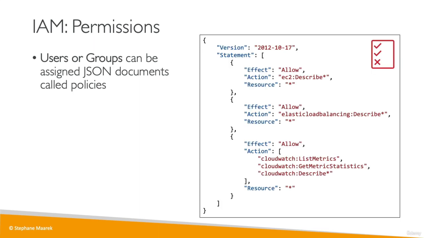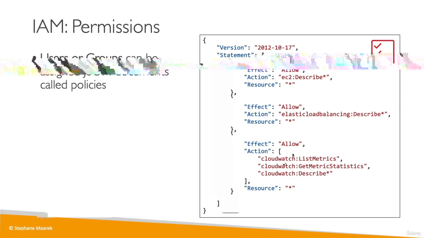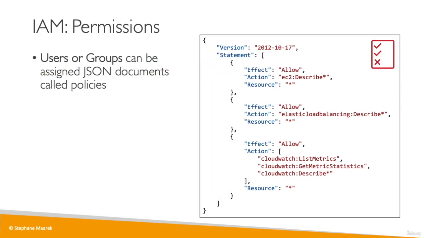So you don't have to be a programmer. This is not programming. This is just describing, in plain English, what a user is allowed to do or what a group and all the users within that group are allowed to do. So in this example, we can see that we allow people to use the EC2 service and do describe on it, to use the Elastic Load Balancing service and do describe on it, and to use CloudWatch. Now we'll see what EC2, Elastic Load Balancing, and CloudWatch mean, but through this JSON document that looks just like this, we are allowing our users to use some services in AWS.